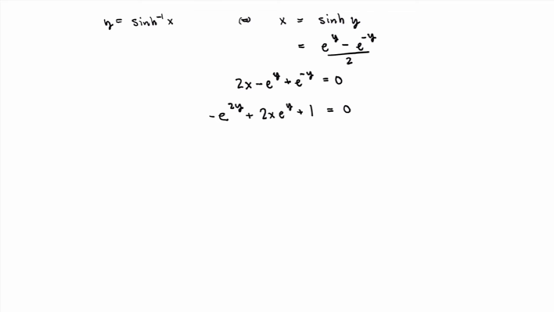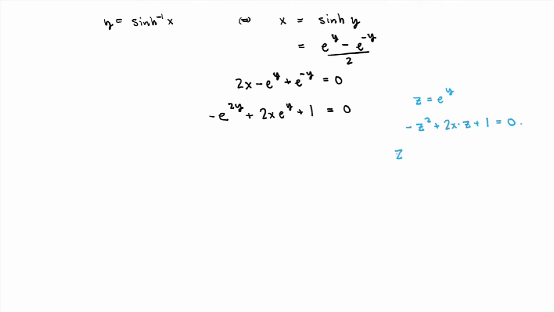Okay, now what is this? Now you probably would not recognize it at first, but this is in fact a quadratic equation. What do I mean by that? So let me just define, say, z is equal to e to the y. Then I can rewrite this as minus z squared plus 2x times z plus 1 is equal to 0, which is just a quadratic equation in z, right? Okay, cool.